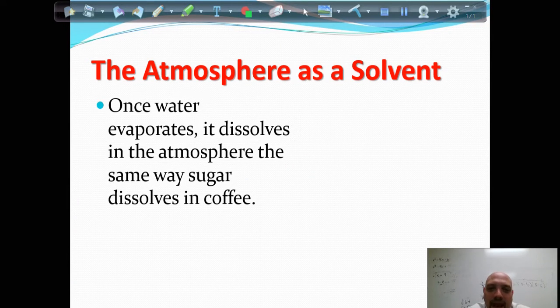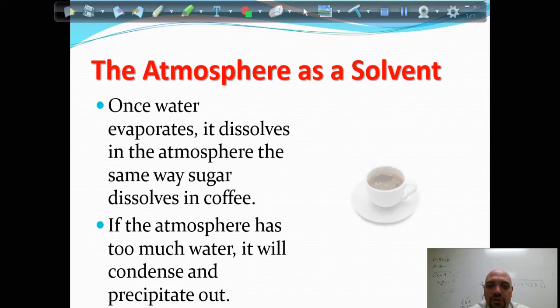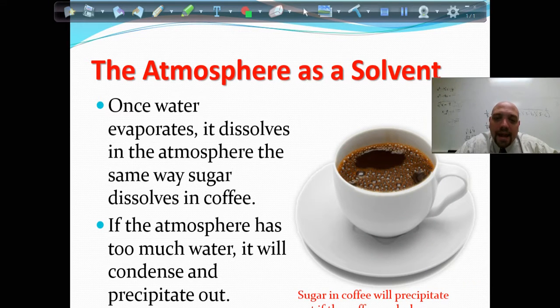All right, so when we talk about the atmosphere, we talk about it as a solvent, which is kind of a chemistry concept, right? And once water evaporates, it kind of dissolves, if you will, in the atmosphere. So the water vapor molecules are gases, and they exist evenly mixed in with the other gases in the atmosphere, like nitrogen and oxygen. Now, if there's too much water in the atmosphere, the water condenses and it precipitates out, and that's how we get clouds and rainfall. All right, so if you've ever had coffee, you know that if that coffee gets cold, that sugar, if you put any sugar in there, it'll precipitate out and fall out to the bottom. You get a layer of sugar on the bottom. Same kind of thing.